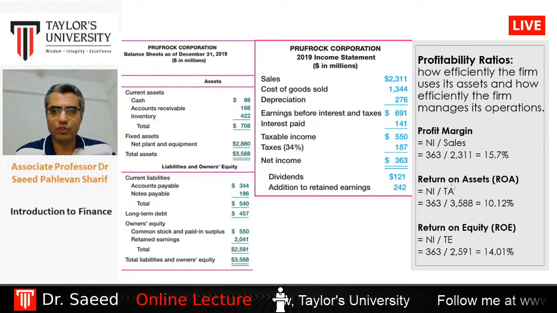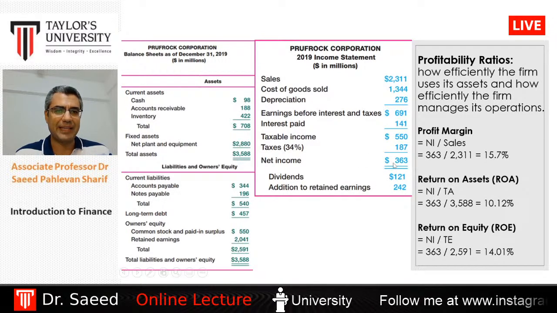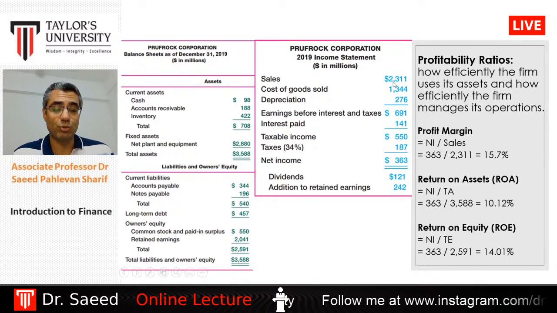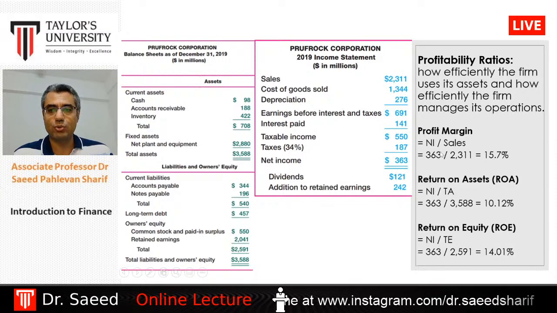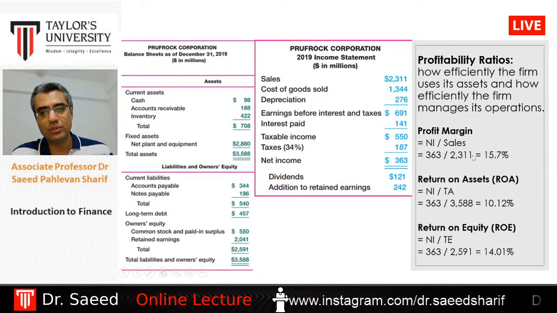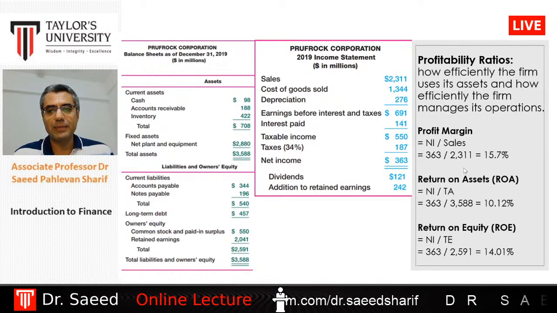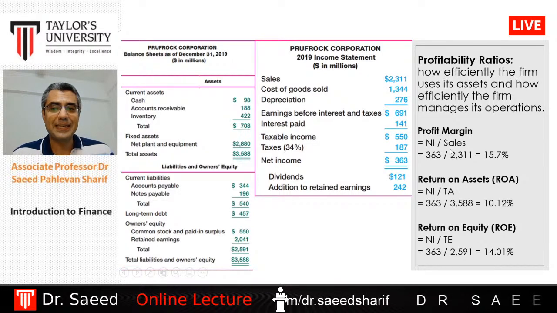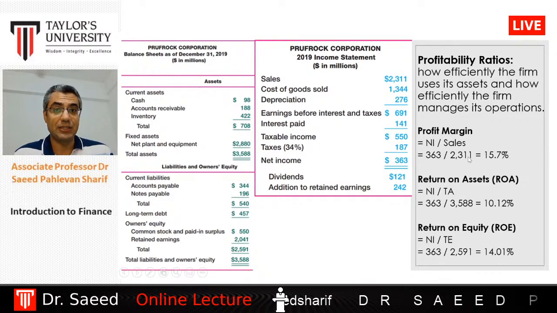The first one is profit margin. It's net income divided by sales. Both are available in your income statement. As we discussed before, you start with sales and then you reach net income. So we divide net income by sales. 363 divided by 2311 will give you 15.7%. For these types of ratios, of course, we prefer higher. In this case it means for $1 in sales, this company can make 15.7 cents in net income.